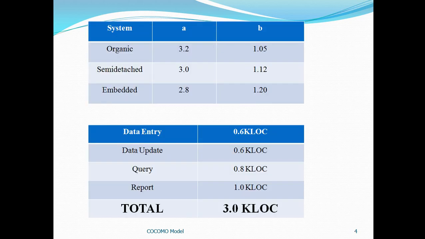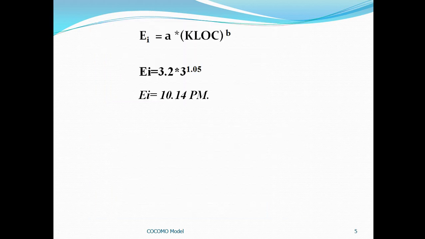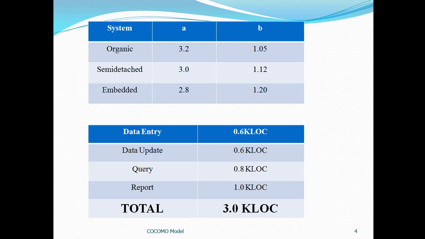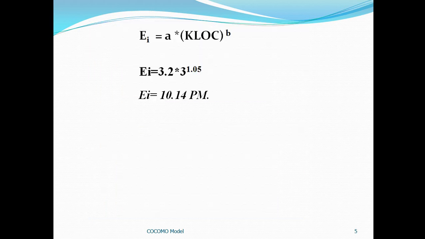Similarly, when we apply this formula for the semi-detached, what is the value? E equal to A into KLOC power B. When we apply the formula, the A value is 3.0 for semi-detached, right? And the B value is 1.12. The KLOC is 3. You have to try it and you get the total effort of the project. Okay.